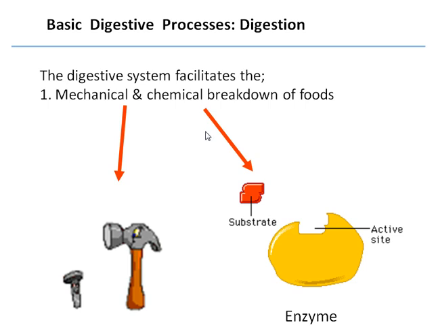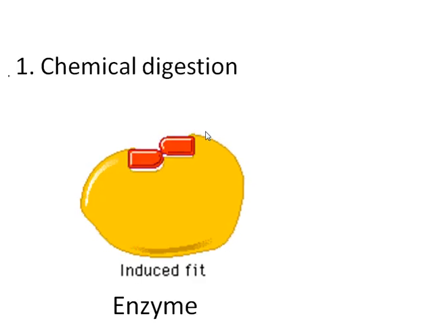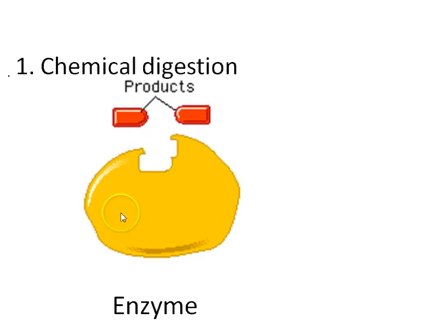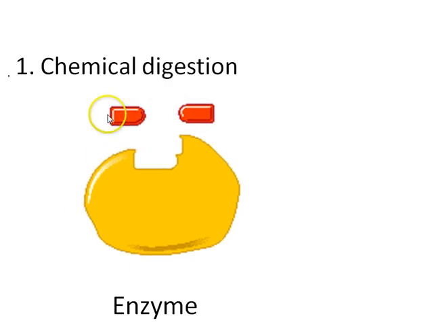So we're operating at the molecular level here. A complex protein is broken down to simple amino acids. This highlights the process of chemical digestion. What we have here is a large enzyme molecule, and over here we have smaller food molecules.